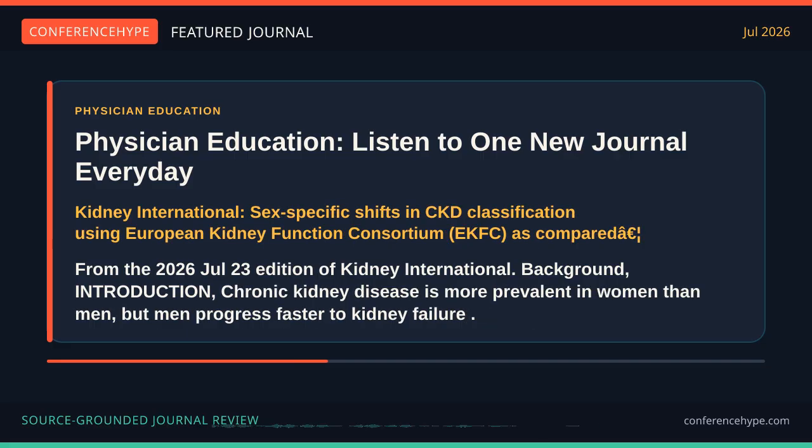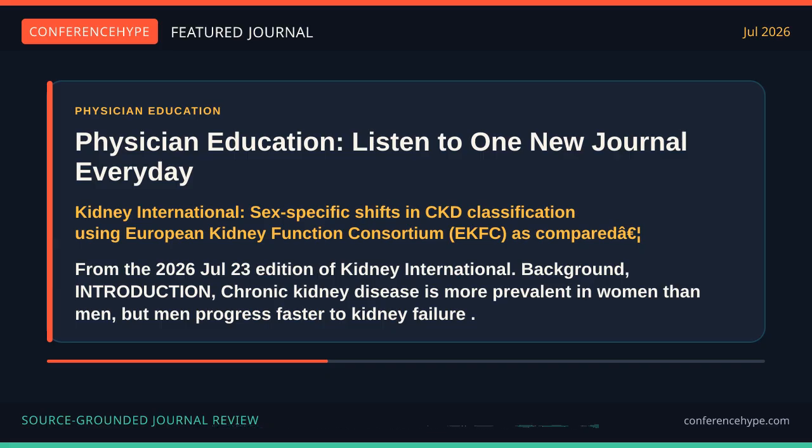From the 2026 July 23 edition of Kidney International. Background: Introduction. Chronic kidney disease is more prevalent in women than men, but men progress faster to kidney failure. Methods: we compared Kidney Disease: Improving Global Outcomes GFR stages at baseline by sex, based on GFR estimated with European Kidney Function Consortium versus CKD-EPI equations in the German CKD study.